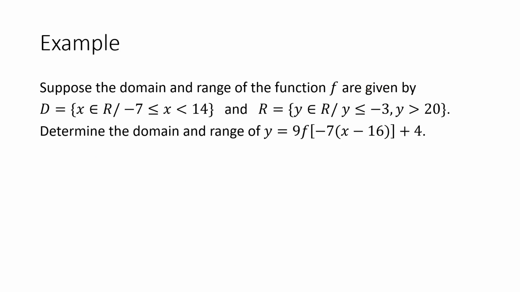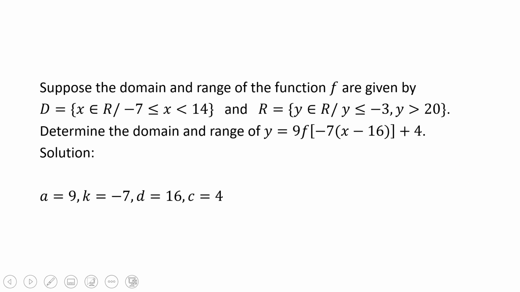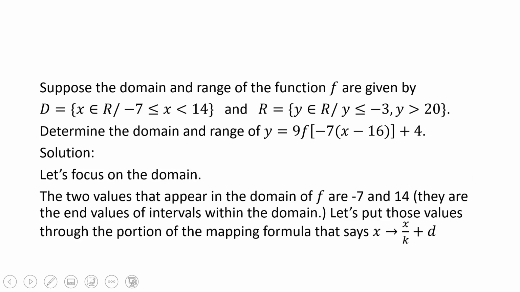And what if the domain and range of the function are given as shown, and we want to know the domain and range of y equals 9f of -7 bracket x minus 16 plus 4? If that happens, we know that a is 9, k is -7, d is positive 16, and c is 4. Okay? So focusing on the domain, we see that we're going to be putting the values of -7 and 14 through the transformation mapping formula.